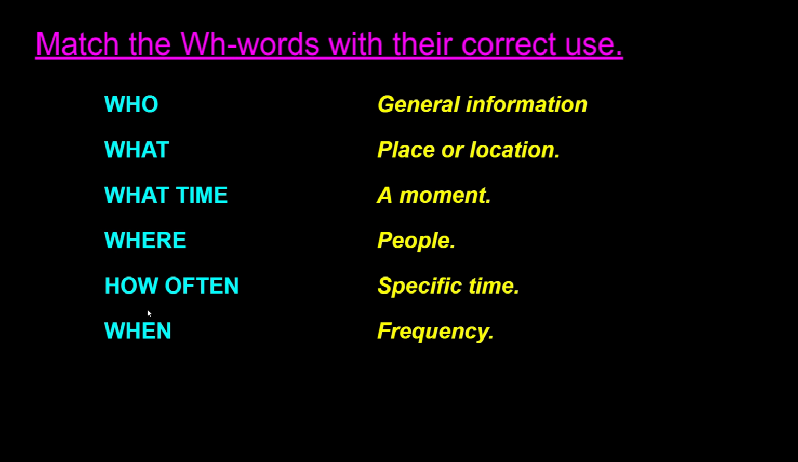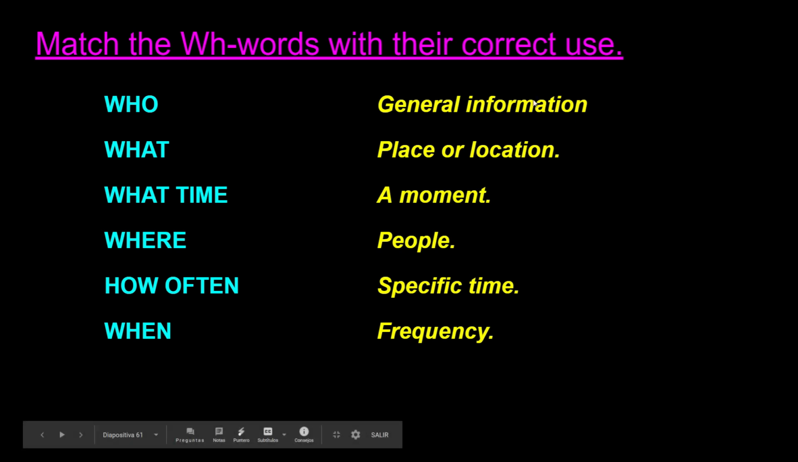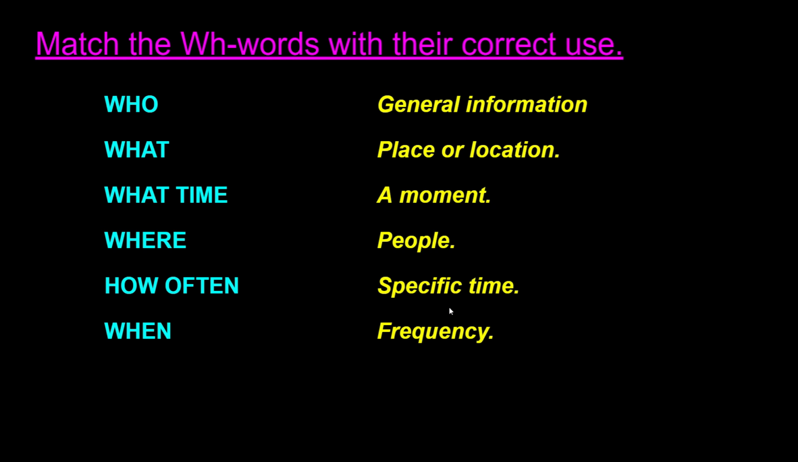So now, guys, what I want you to do is to see if you remember what we were seeing. So we have these WH words here: who, what time, where, how often, and when. And what I want you to do is to match this with this: general information, place or location, a moment, people, specific time, and frequency. So take 2 minutes, and connect the WH words with their correct match, the correct use. Go ahead.